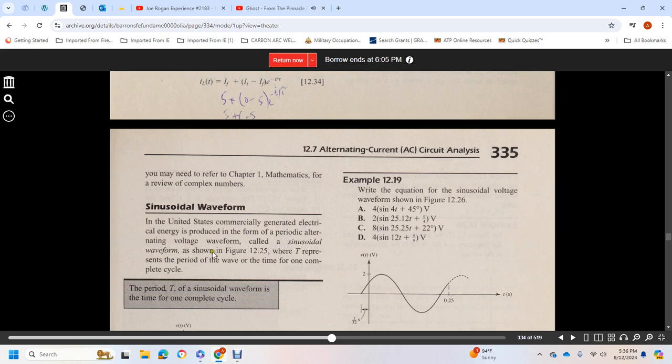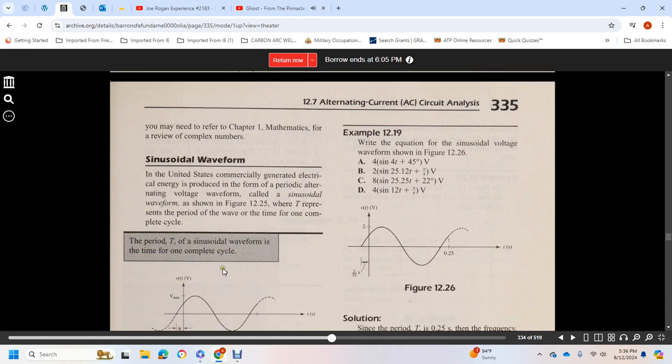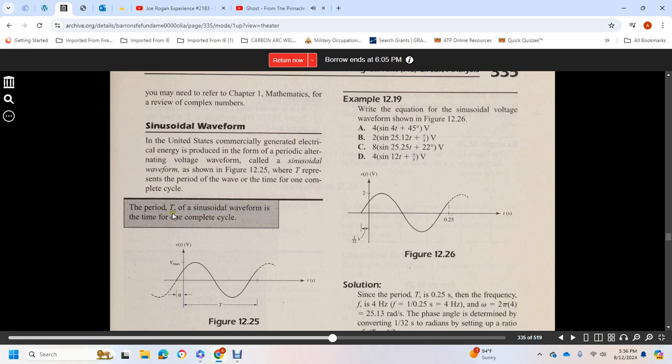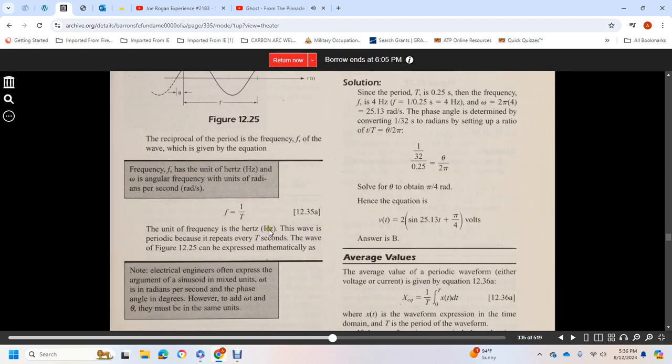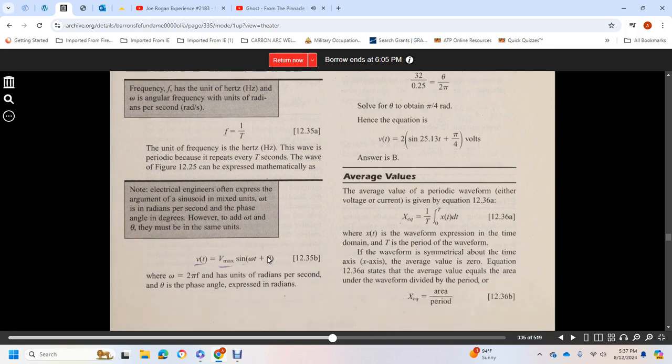12.25. T represents the period of the wave, the time of one complete cycle. The reciprocal of the period is the frequency f of the wave, given in the equation, with the unit of hertz, and angular frequency in units of radians per second. The wave is periodic because it repeats every T seconds, and can be expressed mathematically.